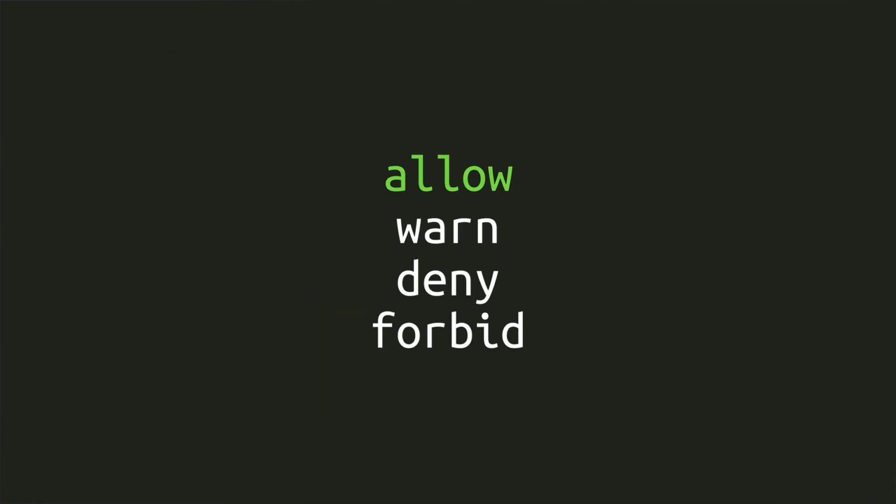Allow ignores the lint entirely. Warn emits a warning but lets compilation succeed. Deny emits an error and causes compilation to fail but can be overridden in the source code on a case-by-case basis with a warn or allow lint level attribute. And finally, forbid also emits an error that causes compilation to fail but cannot be overridden in the source code.